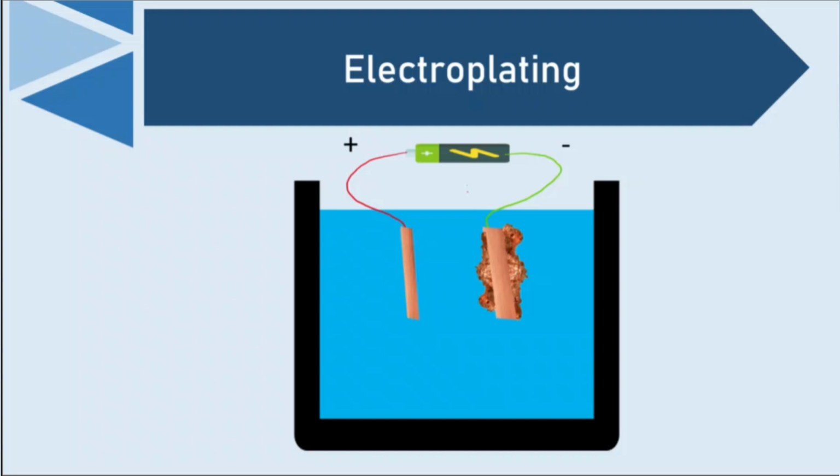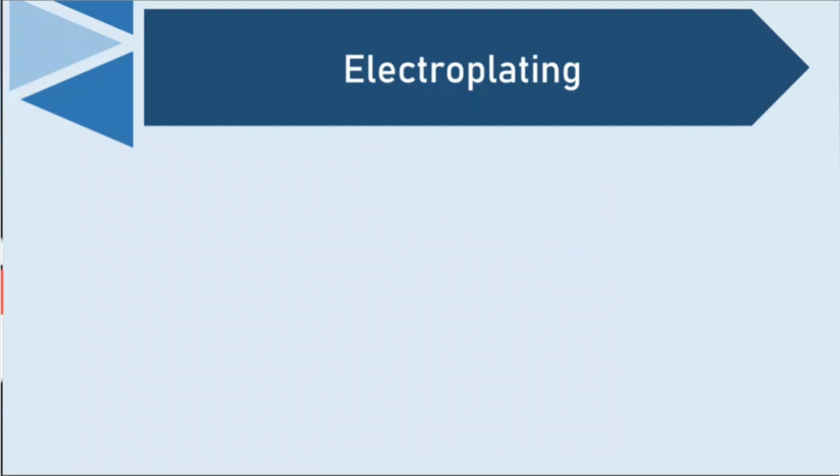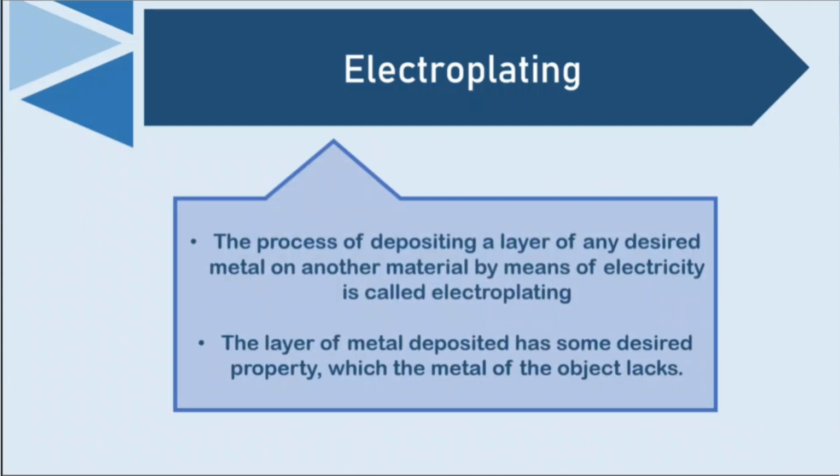This is exactly how this process works. Therefore, we can say that electroplating is the process of depositing a layer of any desired metal on another metal by the means of electricity.